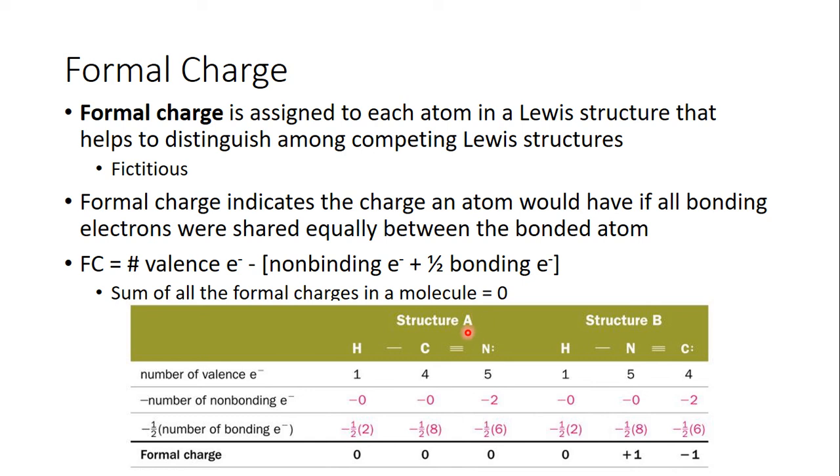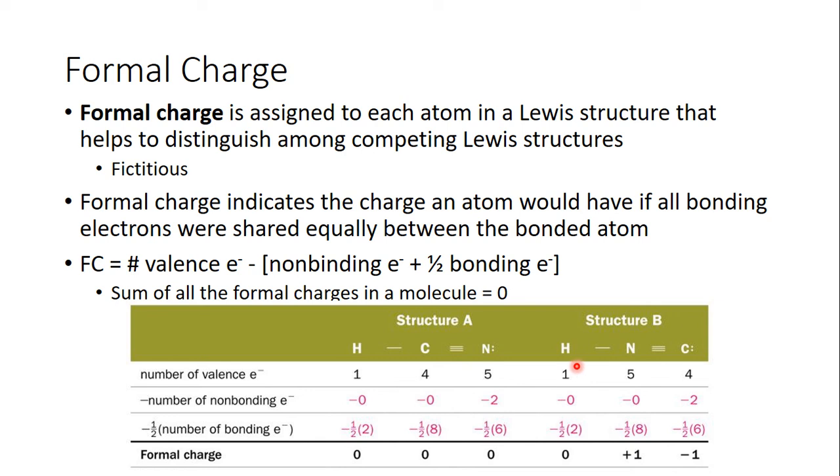What I mean by that is, let's look at structure A and structure B. So hydrogen. How many valence electrons does hydrogen have? 1. How many non-bonding electrons? Well, it has 0. And how many bonding electrons? It has 2 multiplied by 1/2. Take number of valence minus 0 minus 1/2 times 2, formal charge of 0. Same thing for carbon, formal charge of 0. Same thing for nitrogen, formal charge of 0.